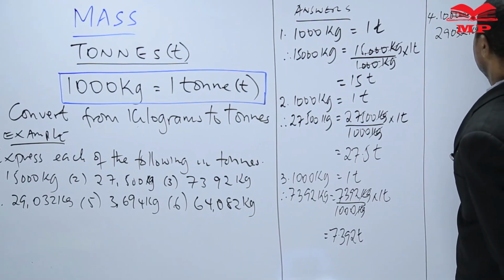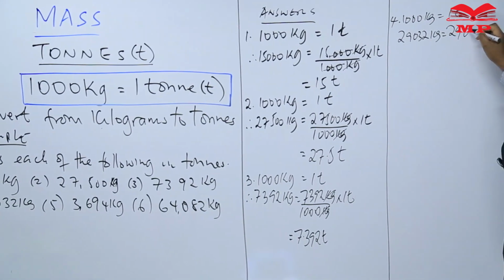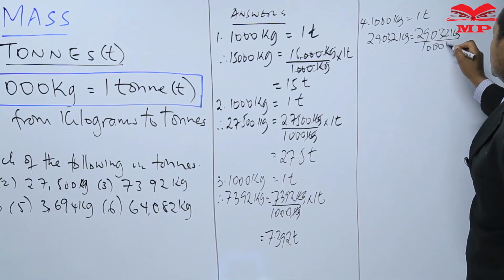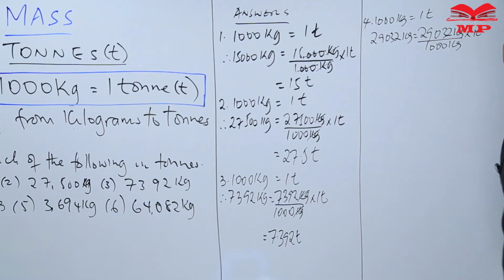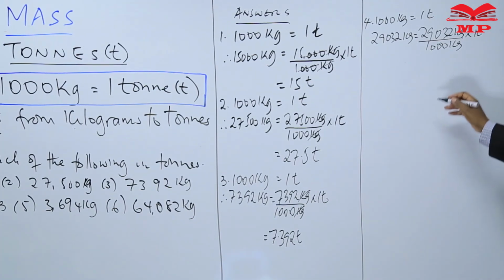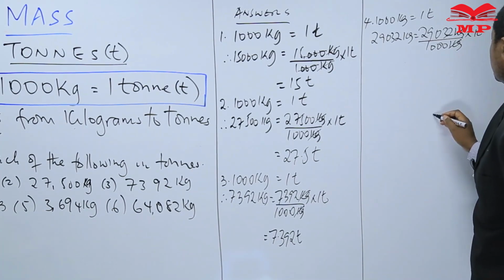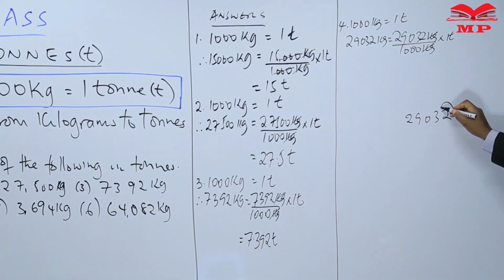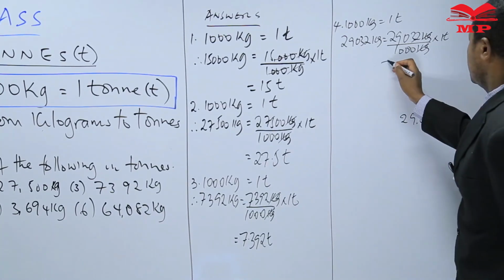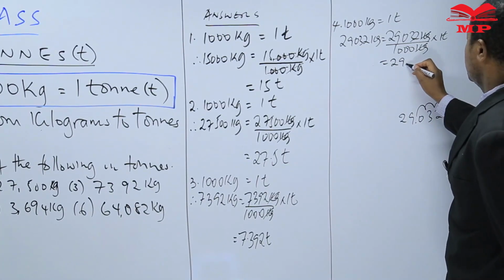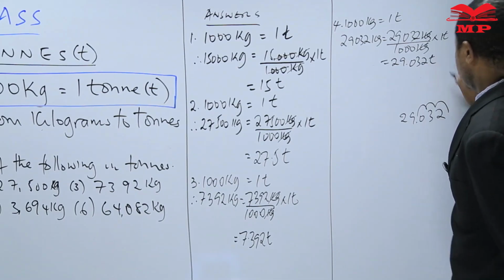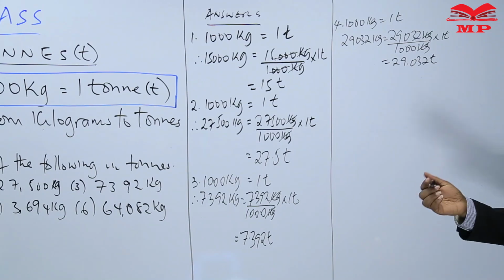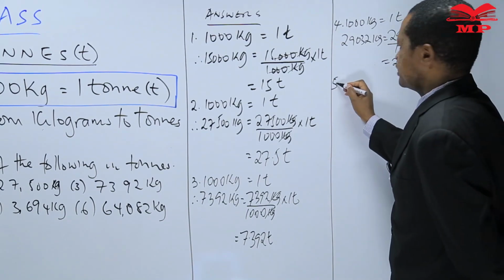29,032 kilograms will be equal to 29,032 kilograms over 1,000 kilograms times 1 ton. So this will cancel with this. So we have 29,032. Take it 3 times back, 1, 2, 3. So the answer here is 29.032 tons. That is question 4. Question 5.